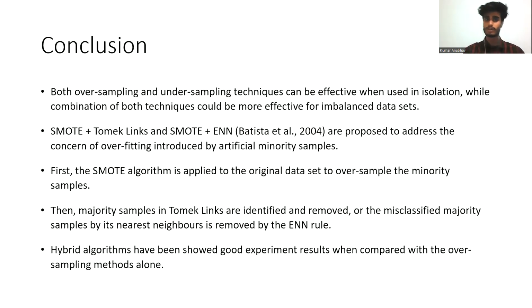First, the SMOTE algorithm is applied to the original data set to oversample the minority samples. Then minority samples in Tomek links are identified and removed, or the majority samples misclassified by their nearest neighbors are removed by the ENN rule. So we can use any undersampling method for removing the majority class based on our needs. And finally, we can say that the hybrid algorithms have shown good experimental results when compared to the oversampling methods alone. So this is the whole sampling method that I've tried to explain.